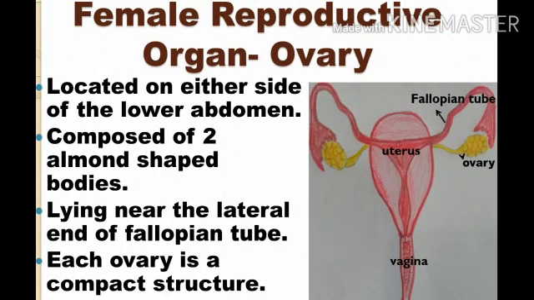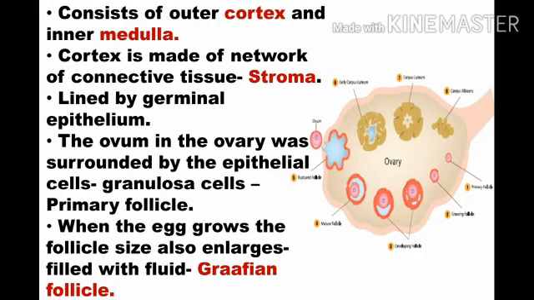Female reproductive organ, that is the ovary. These ovaries are located on either side of the lower abdomen, and are composed of two almond shaped bodies. So the ovaries are two in number, almond shaped, and lie near the lateral end of the fallopian tube. Each ovary is a compact structure consisting of the outer cortex and the inner medulla. The cortex is made up of a network of connective tissue called the stroma, and the ovaries are lined by the germinal epithelium.